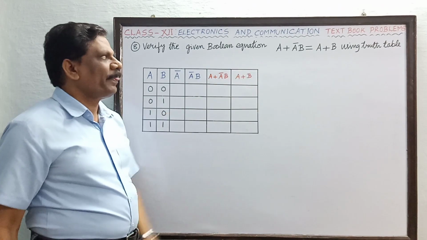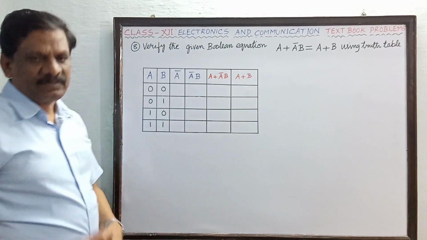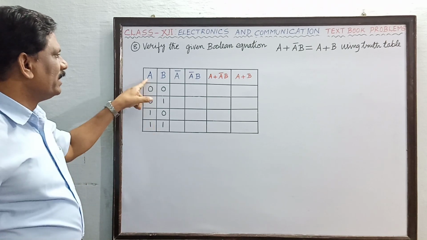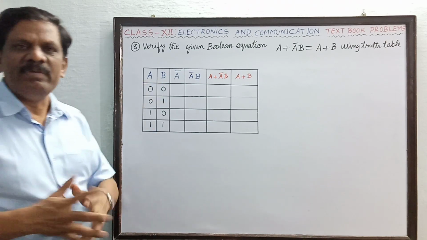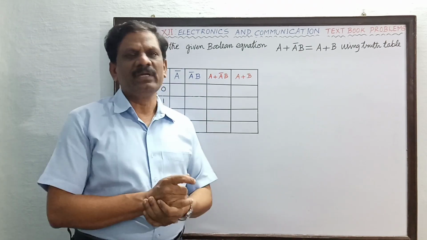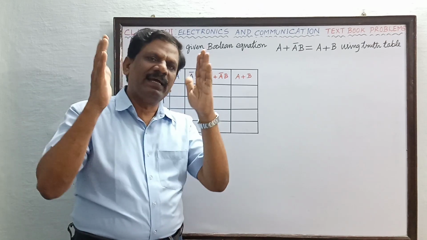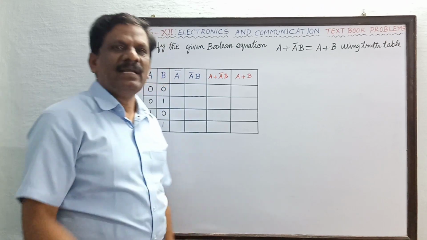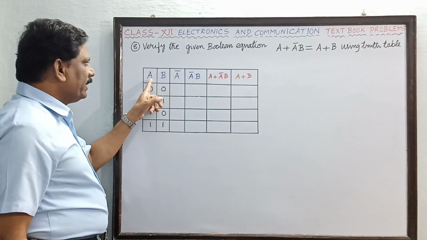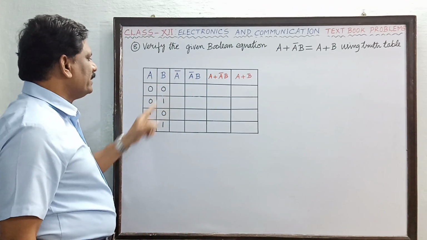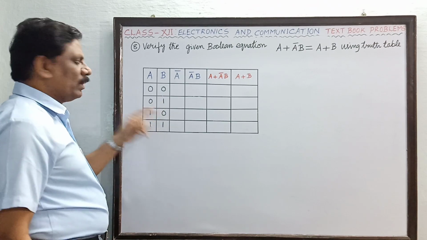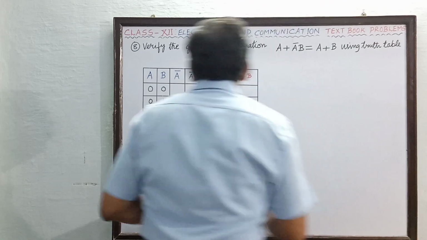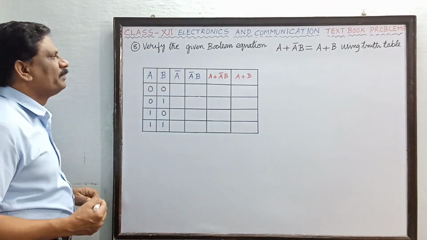Now for the given expressions, I have made a truth table. So let us begin with the values of A and B. Always keep it in mind that the values of A and B, as in logic gates, you have to write in ascending order. So A and B must be written as 0 0, 0 1, 1 0 and then 1 1. Now we are going to verify the left hand side first.